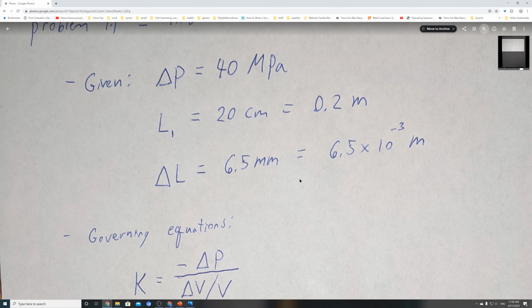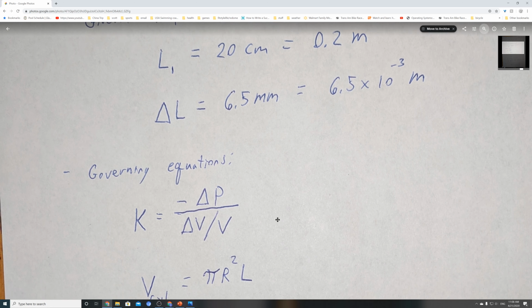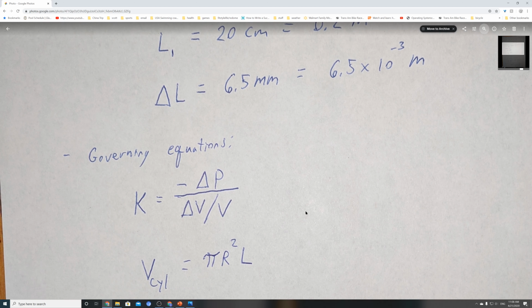All right, governing equations. First, we need the bulk modulus equation, which has delta P and delta V over V. We recognize that we're given delta P, but we're only given quantities that can help us find delta V and V. So we also need to figure out what the volume is.